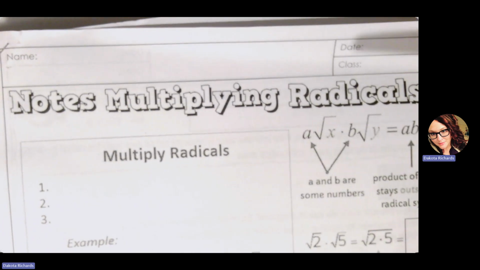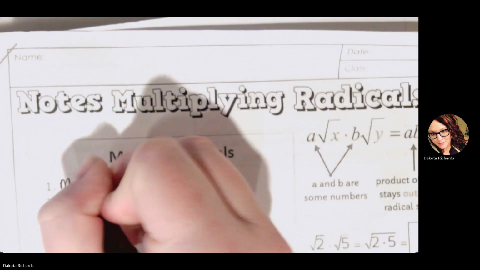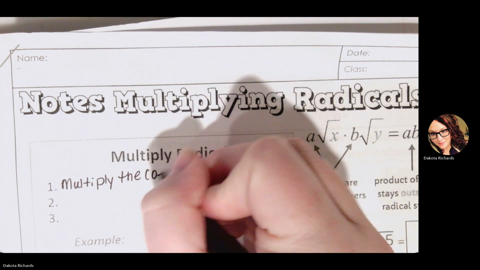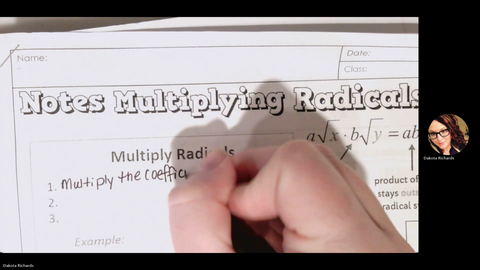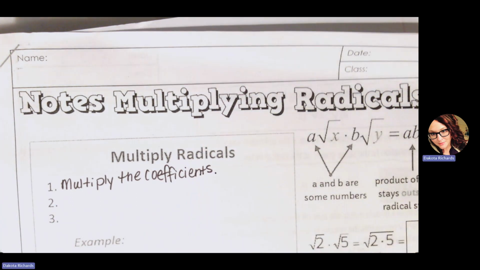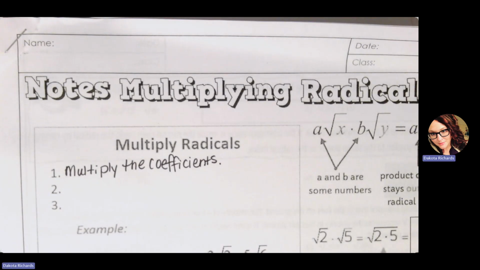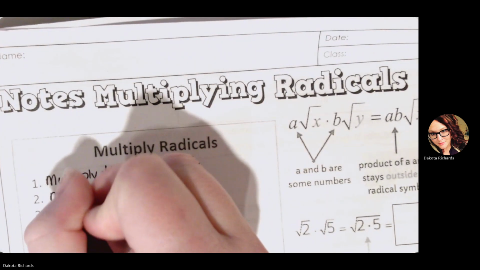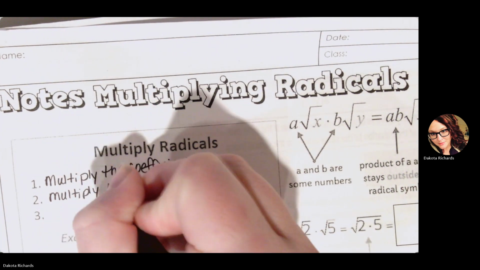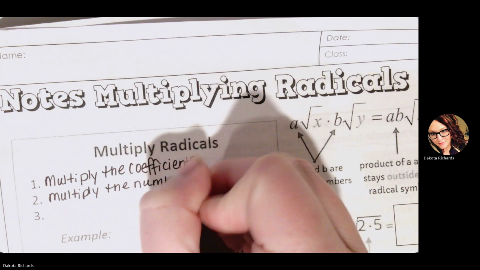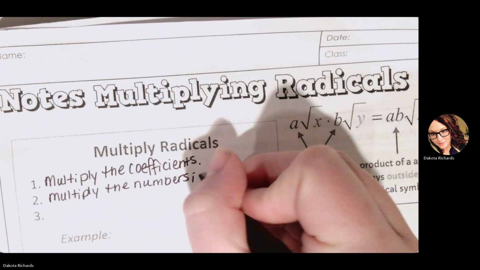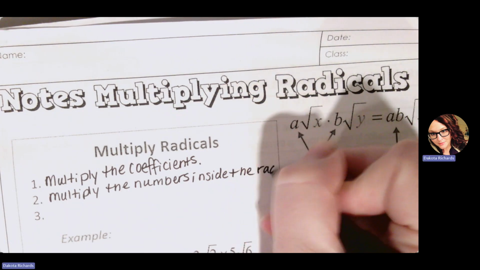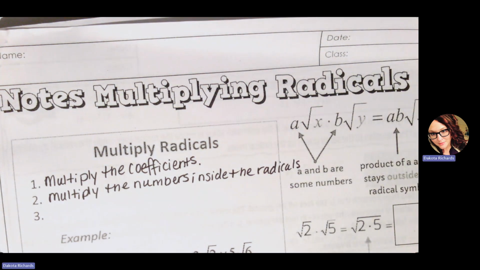Okay, that's your first step. Step 2, multiply the numbers inside the radicals. Okay. Number 3, simplify.